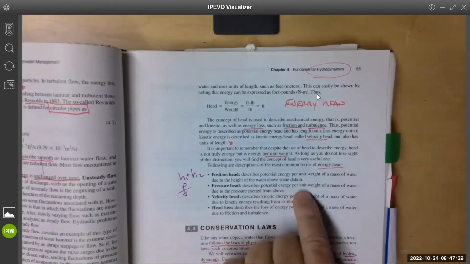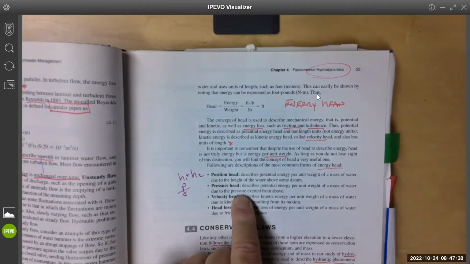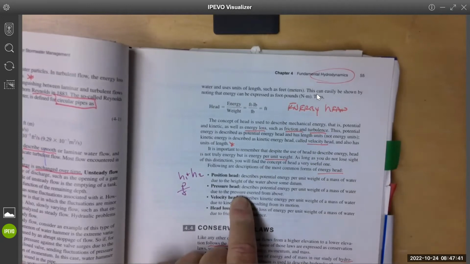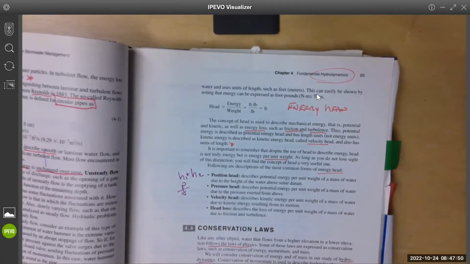Pressure head describes potential energy per unit weight of mass of water due to the pressure exerted from above. So instead of the weight of all of that energy up there, we could use the discharge velocity as energy. So there's a difference there. Like if you take all this weight of water, you drop that weight, that's potential energy. You take this weight of water and put a pipe in, and then kind of venturi it down into a nozzle, then this weight creates all this pressure, right?